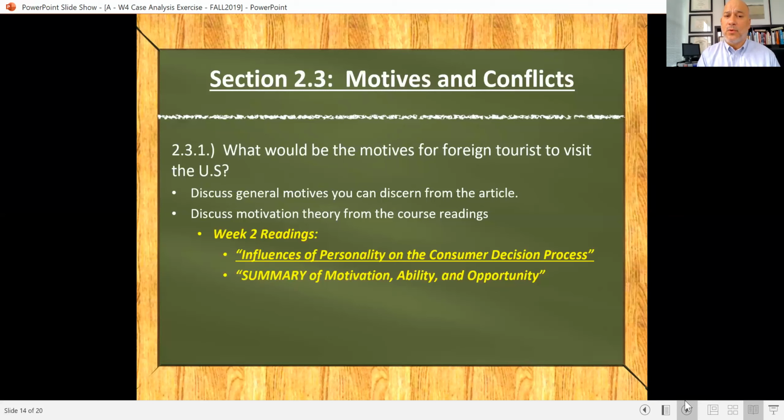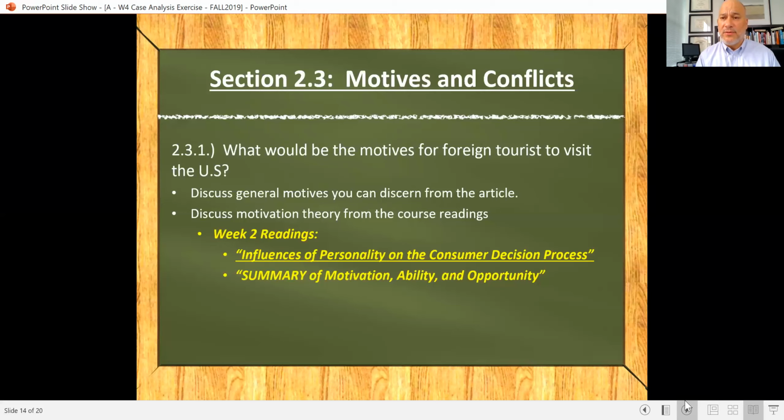Remember that there was quite a bit covered in the readings from week 2 about motivational theory, so be sure to dig into those. Especially, there was a reading on the influence of personality on the consumer decision process, and that specifically talked about theories of motivation and what motivates consumers. I think you're going to find that very helpful in terms of explaining what motivates foreign tourists to visit the US. And also, you can mention some general motives that you might discern from the article.